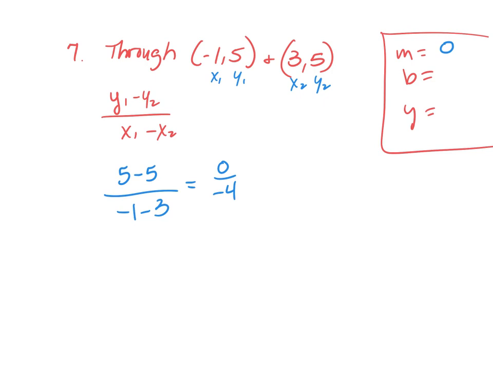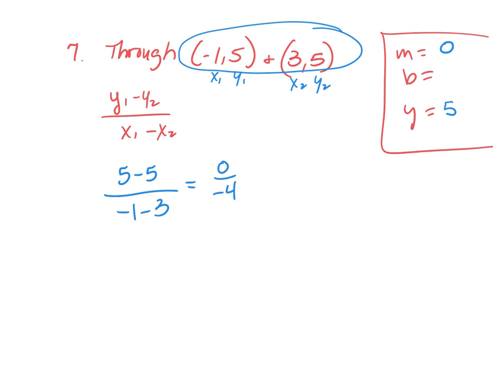Since the 0's upstairs, the slope is 0. What kind of line is it? Horizontal, right? I think we've proven that. Well, in a horizontal line, if it passes through these two points, what do they have in common? They have the y's in common. So y equals 5 is going to be our answer.